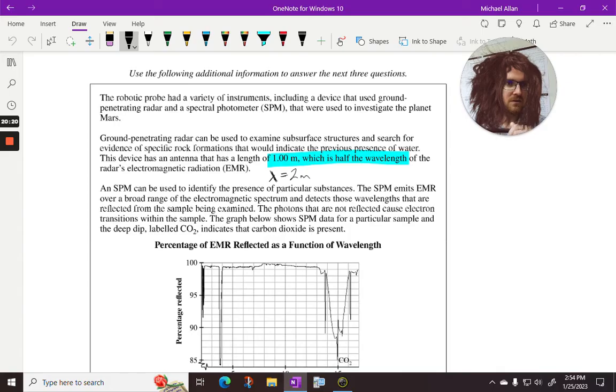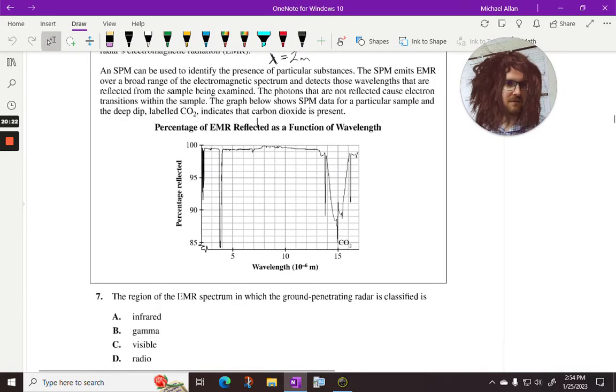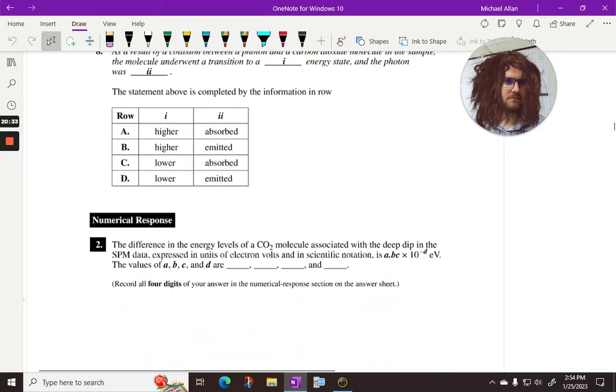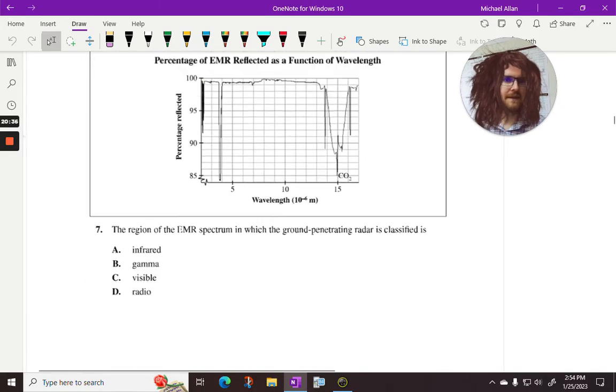The graph below shows a particular sample. And then down on the bottom here, we've got some wavelengths of the sample. So you've got CO2 here at 15, and then something over here. I don't know what that one is. At the top, what's the CO2 collision there? Okay.